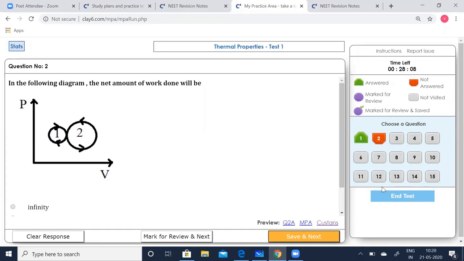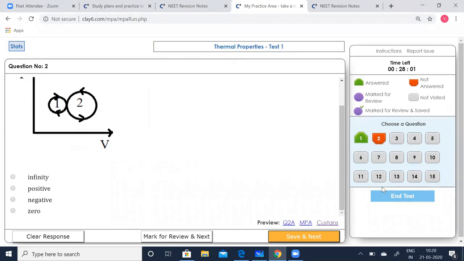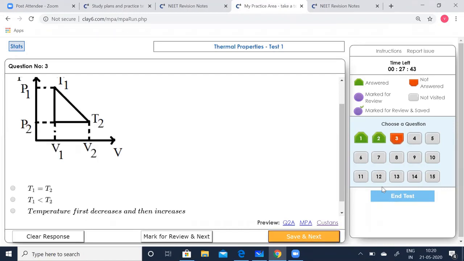That means the work done in the second circle is negative, and obviously that is going to be more. So the net work done is going to be negative, because the area under the curve is the work done. You can see that the first one is positive and the second one is negative, but the negative is of greater value. So the net work done is negative. So click that, go to the next.